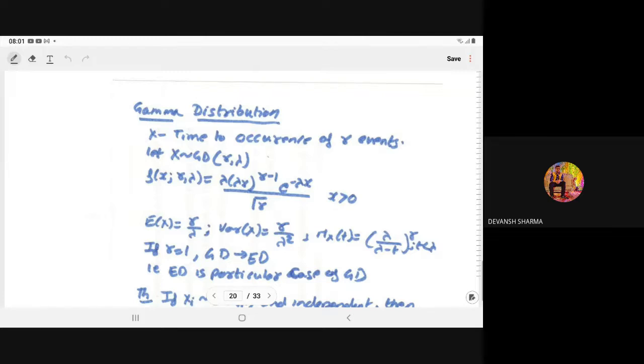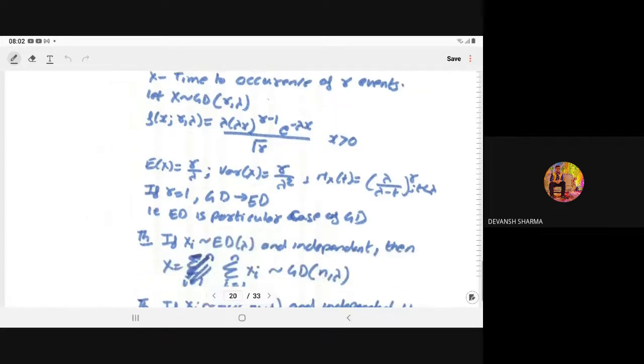Another important theorem is: if the interoccurrence time follows the exponential distribution, then the occurrences of events follow the Poisson distribution. Or if the occurrences of the events follow the Poisson distribution, then the interoccurrence time follows the exponential distribution. Then if xi are independent exponential variates, the sum of n exponential variates follows the gamma distribution. These are the important theorems we saw in the last class.